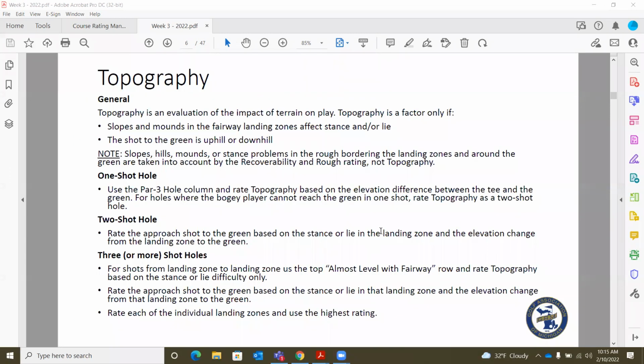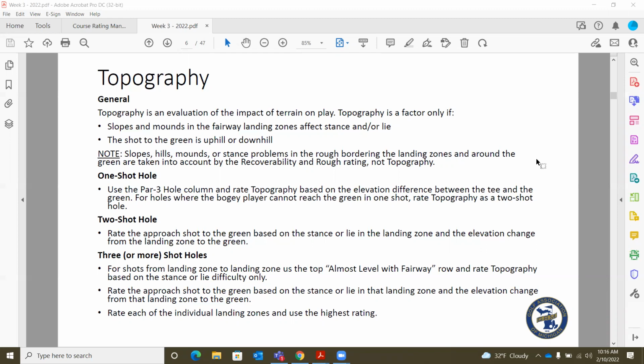So our first obstacle we'll talk about is topography. So topography, generally speaking, is the evaluation of the impact of terrain on play. And topography is a factor only if slopes and mounds in the fairway landing zones affect stance or lie. If we have things that are outside the fairway, so in the rough to the left or the right of the fairway, those are going to be impacted in a different obstacle that we'll talk about later, recoverability in rough. And then we're also looking at the shot to the green if it's uphill or downhill.